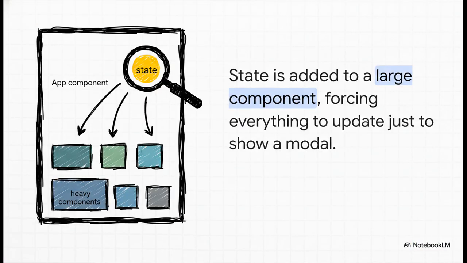You know, if you look at the code, it seems totally fine. You've got your main app component, and it's got a bunch of heavy child components inside. All we did was toss in a little piece of state, you know, isModalOpen, and a button to toggle it. We all write code like this pretty much every day. But here's the thing. The problem, the real clue, is where that state lives. It's all the way at the top of our app.